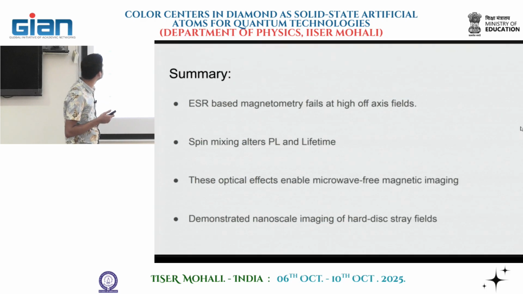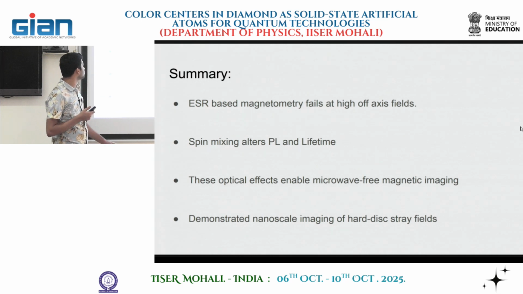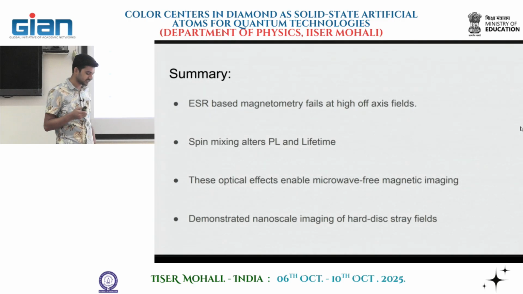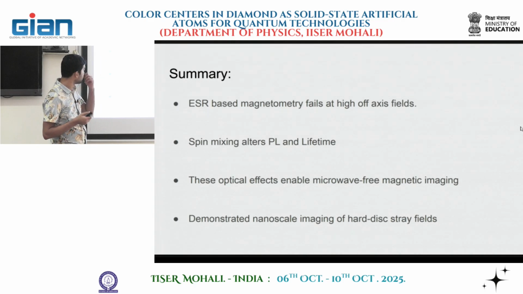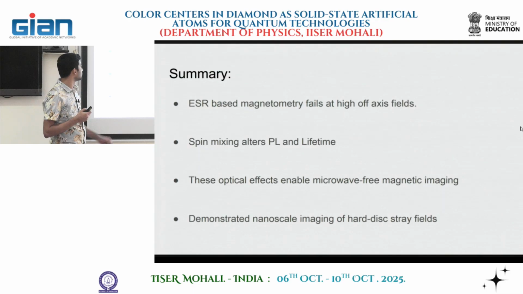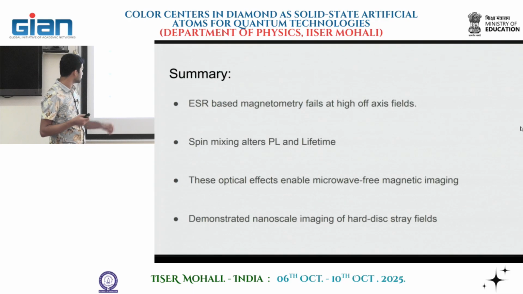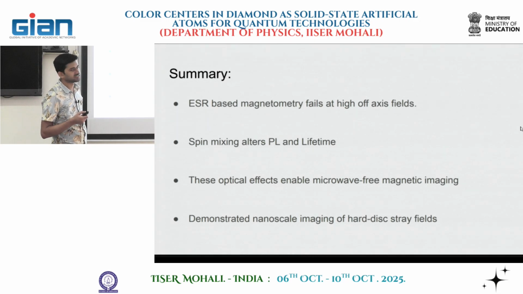Just to summarize, ESR-based magnetometry fails at a higher off-axis magnetic field. The reason is that the spin states get mixed, and the photoluminescence or lifetime is altered. These optical effects enable the method we proposed here, where we did the measurement qualitatively and microwave free, and we demonstrated the nanoscale imaging of the hard disk stray fields. Yeah, thank you.